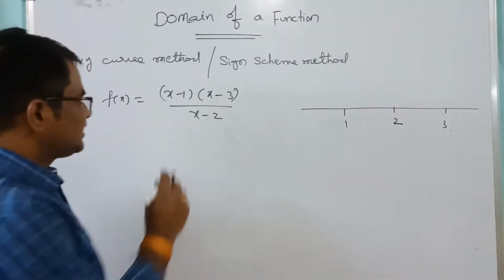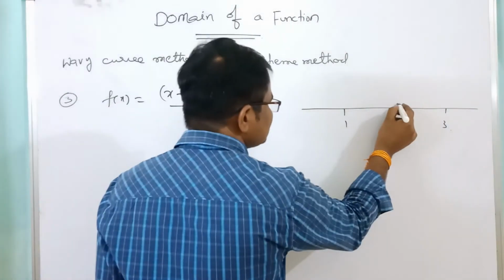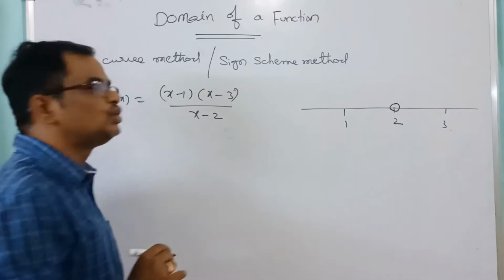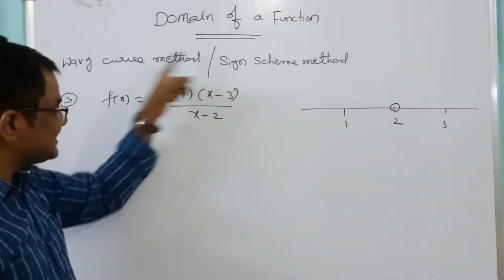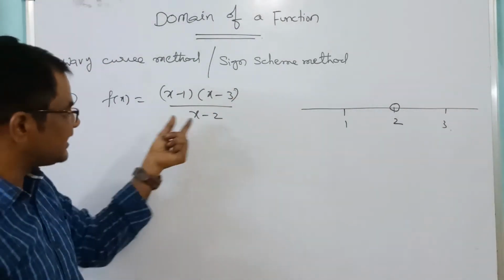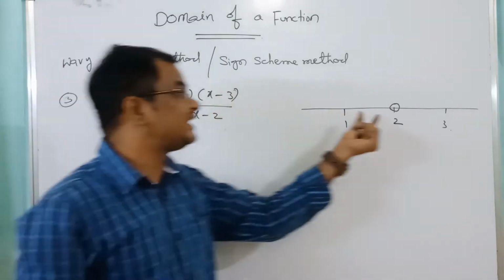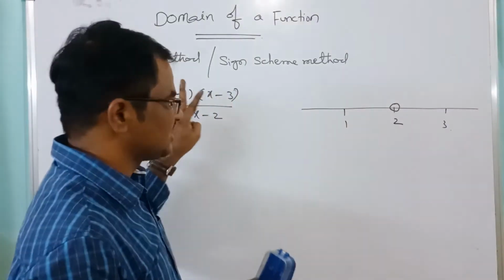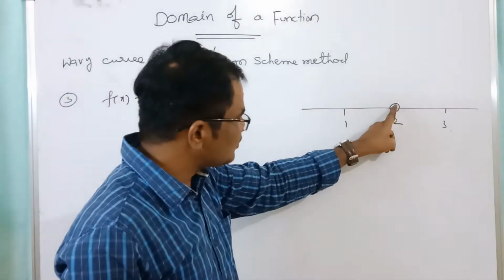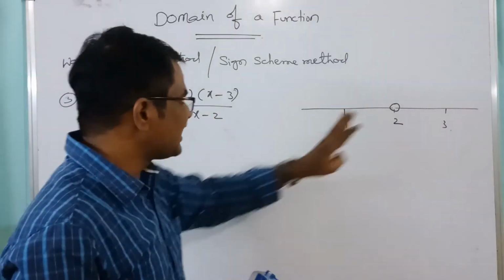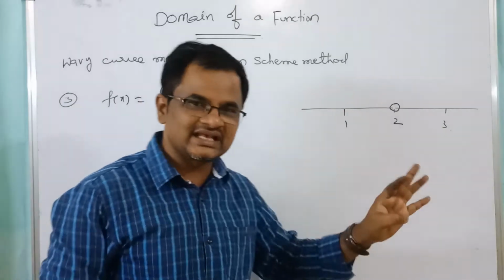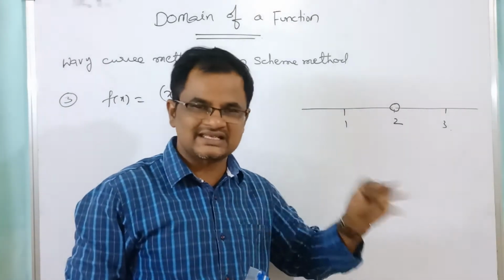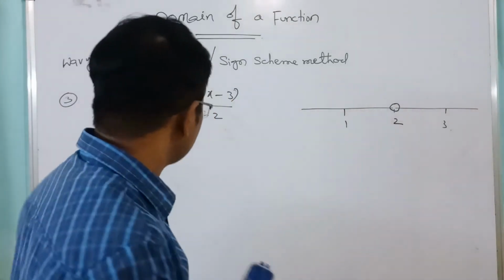Now, x is always not equal to 2, because if x equals 2, you are dividing by 0, which is not defined. So x equals 2 does not exist for this function. That's why we take an open circle here; we can't take that value 2, whether the condition is greater than or equal to 0, or less than or equal to 0, or less than or greater than.